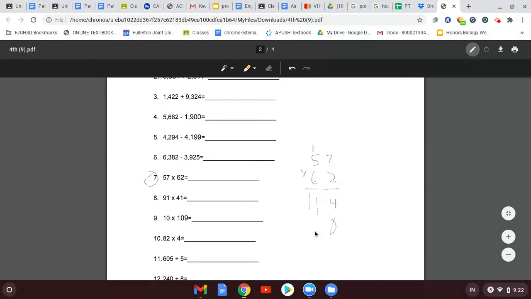6 times 7 is 42. And then carry the 4 over here. 6 times 5 is 30. 30 plus 4 is 34. And then just add 4, 3, 5, 3. So the answer would be 3534.